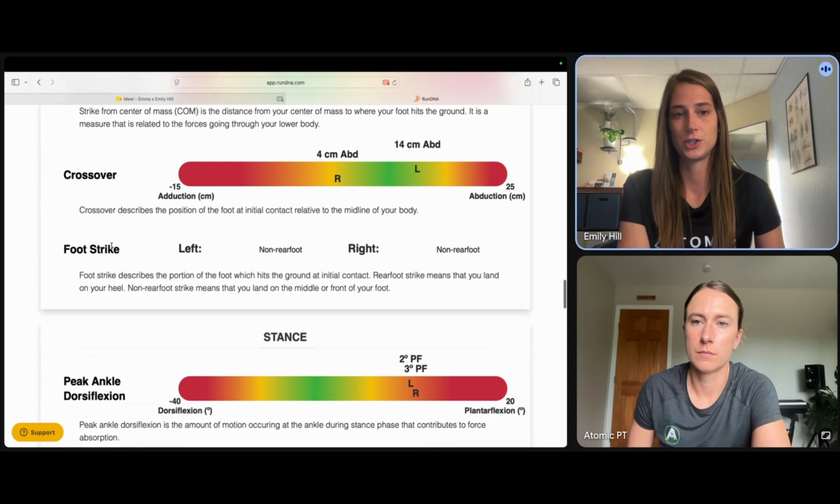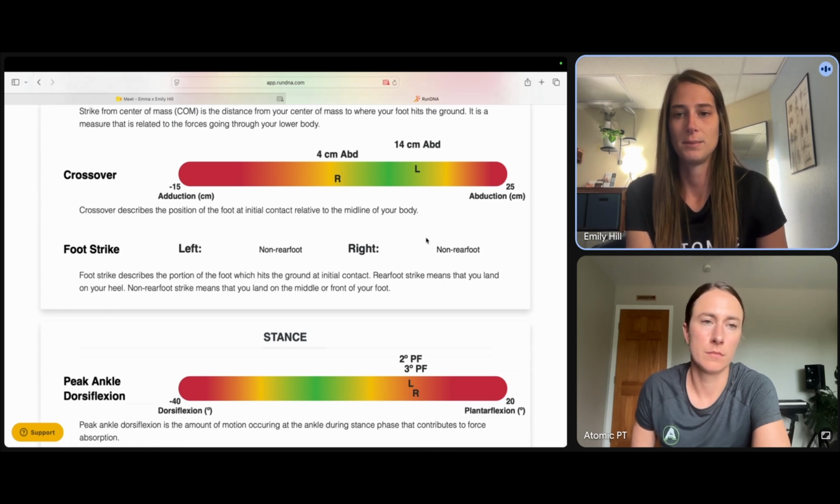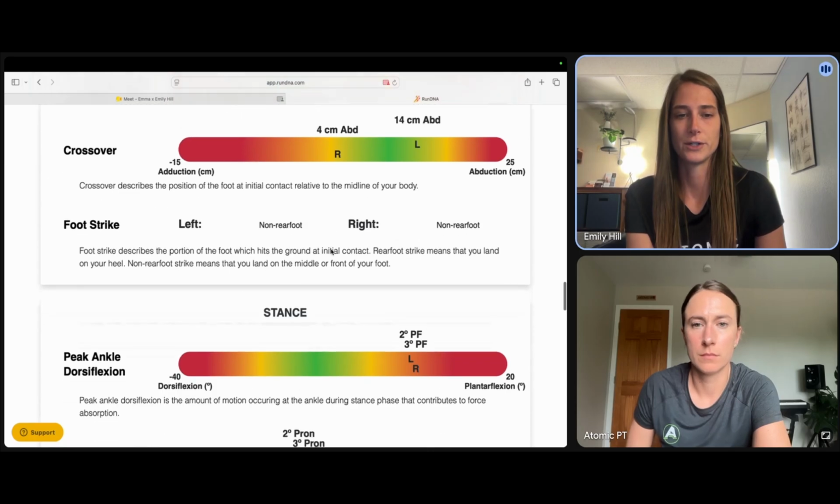Okay, we'll go ahead and look at foot strikes. So then we see here, these values are either going to be rear foot or non-rear foot. So if it's non-rear foot, like we see for Emma here, that just basically means that she's not landing on her heel first. She could be landing more midfoot or forefoot, but we know that she's not landing on her ankle bone first.